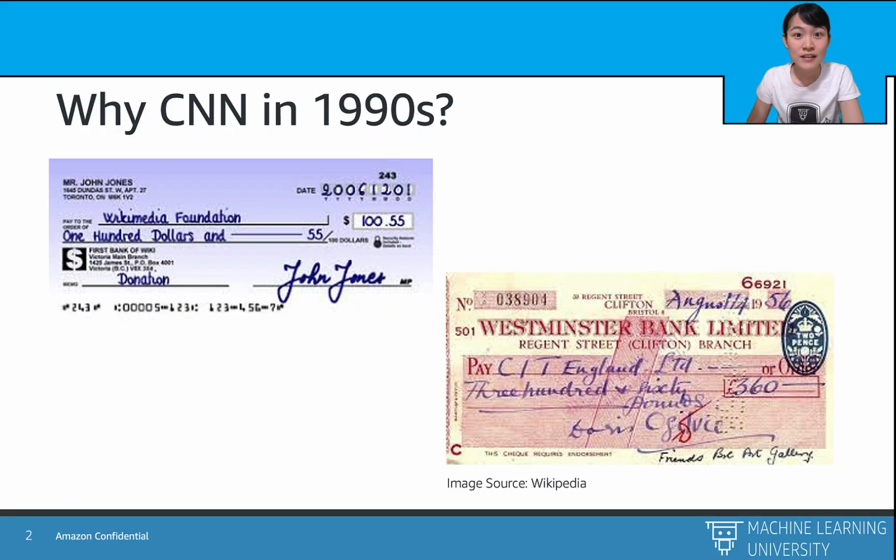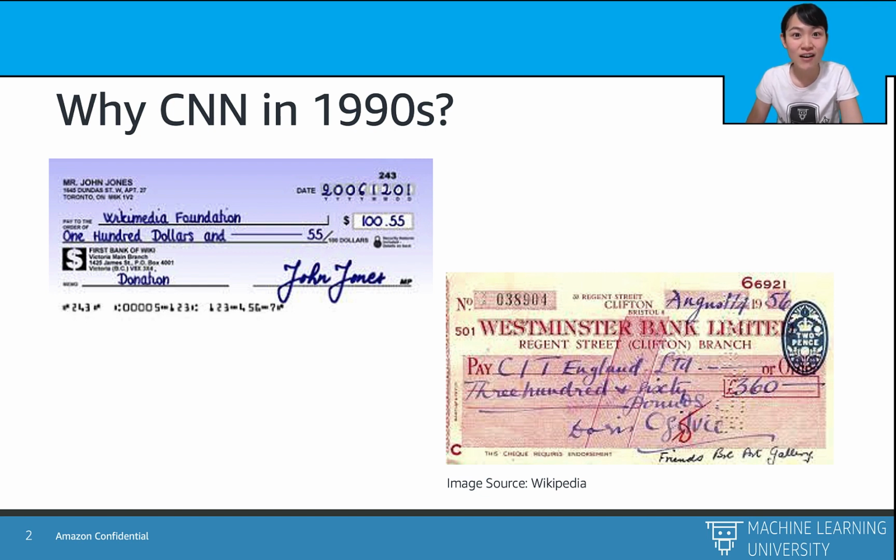LeNet was an idea proposed in the 1990s. So why would people care about using convolutional neural networks in the 1990s? Well, essentially at that time, AT&T had a project to recognize handwritten digits for postal codes on letters and the dollar amounts on checks. The first convolutional neural network was proposed by researchers at AT&T Bell Labs, Yann LeCun and his colleagues.